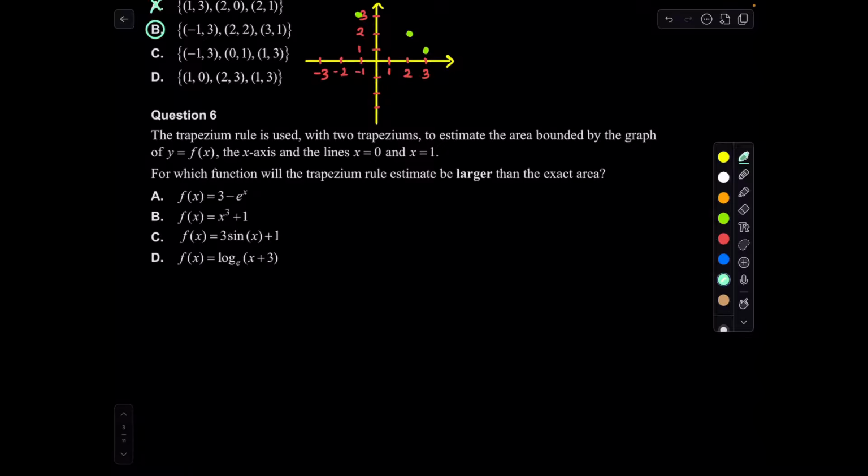The trapezium rule is used with two trapeziums to estimate the area bounded by the graph of f of x, the x-axis, and the lines x equals 0 and x equals 1. For which of the functions will the trapezium rule estimate be larger than the exact value?